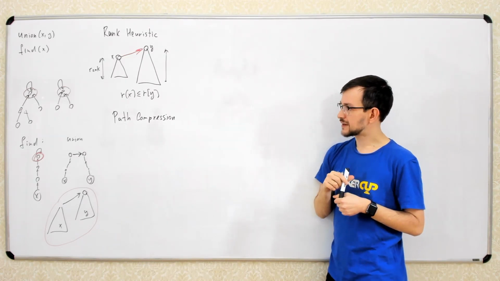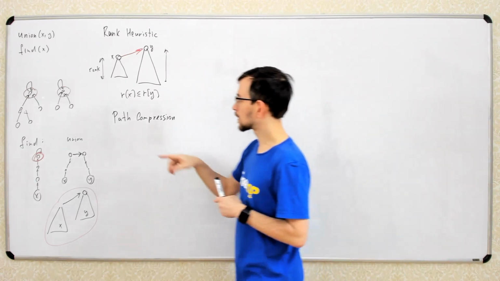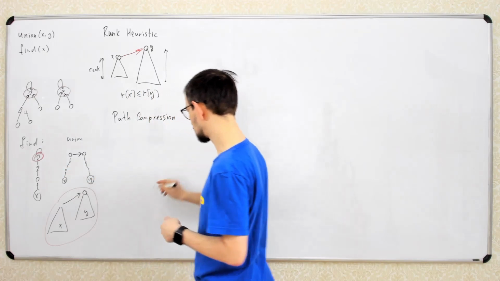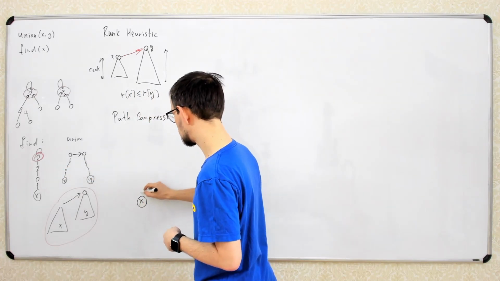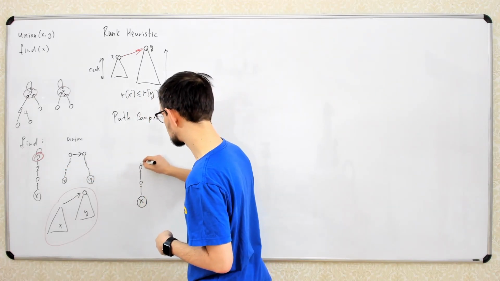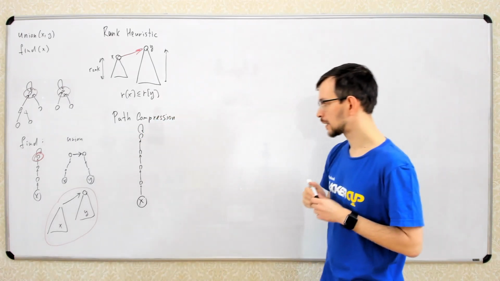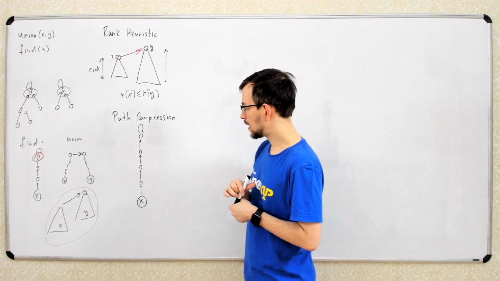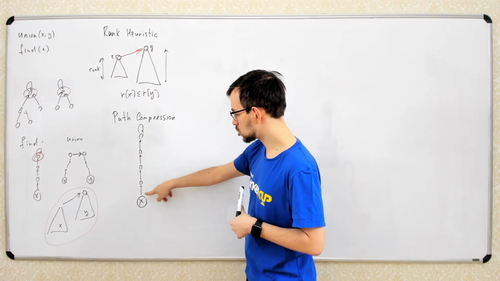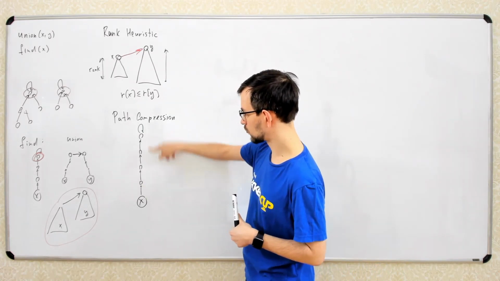Path compression works like this. When we call the find operation, we start from x and follow the path to the root of the tree. At the same time, we change all the links to the root, from the parent to the root.